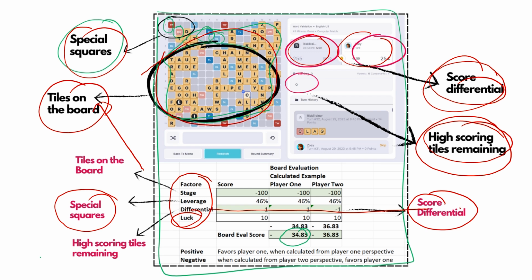And luck is essentially the possibility that you might receive a high scoring tile on your rack, and you may be able to deploy that tile, deploy that word in such a fashion that you'll be able to eat up any lead the competition has on you at that point in time.